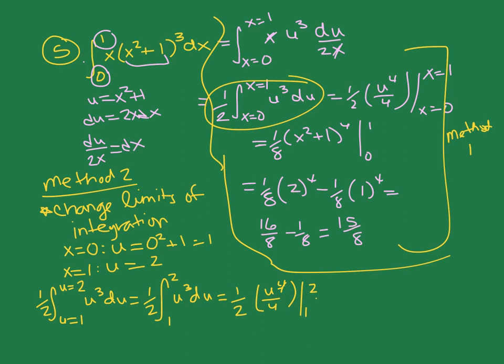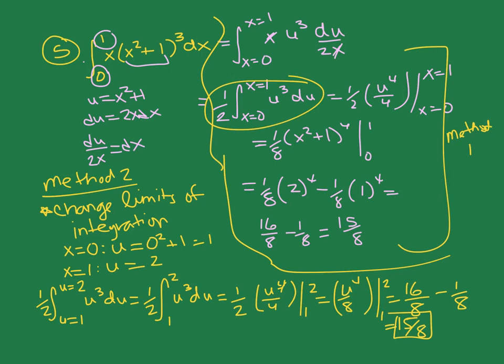This time, however, I am not going to substitute my original equation back in for you. I am just going to do u to the 4th over 8 and then evaluate it at these two values. So when I do that, I end up getting 16 over 8 minus 1 over 8. And I did get the same answer, 15 over 8.